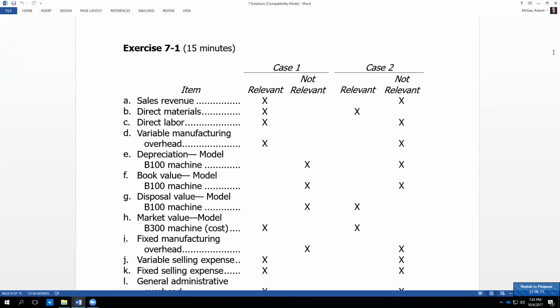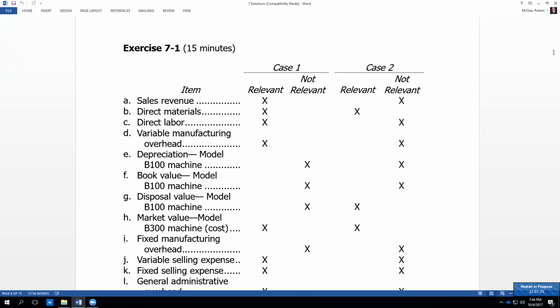Part 1. The company chronically has no idle capacity, and the old model B100 machine is the company's constraint. Management is considering purchasing a model B300 machine to use in addition to the company's present model B100 machine. The old model B100 machine will continue to be used to capacity as before, with the new model B300 machine being used to expand production. This will increase the company's production and sales. The increase in volume will be large enough to require increases in fixed selling expenses and in general administrative overhead, but not in the fixed manufacturing overhead.